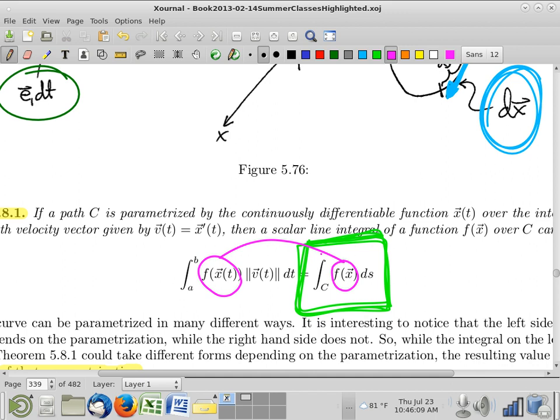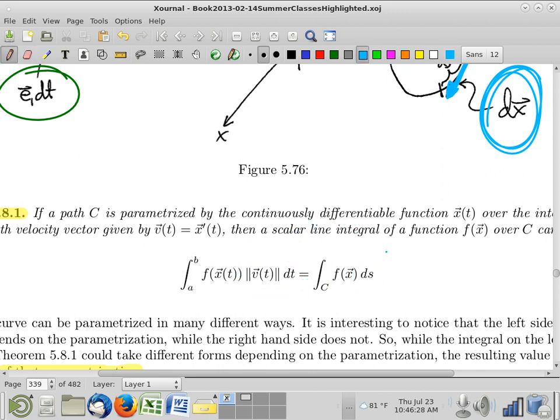You parameterize the curve, so x is just x of t. You plug in, and you compute ds with that stretching factor that we just computed, which is the magnitude of the velocity vector. So, punchline, these brand new kind of integrals that we wanted to compute, I can compute with a single variable integral.